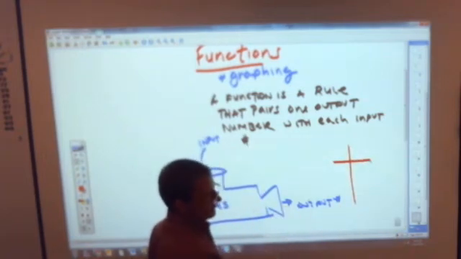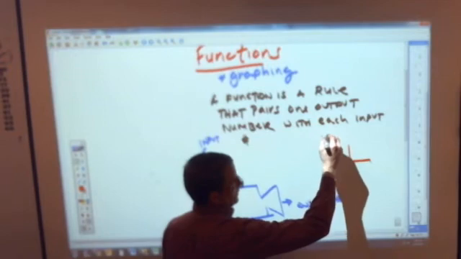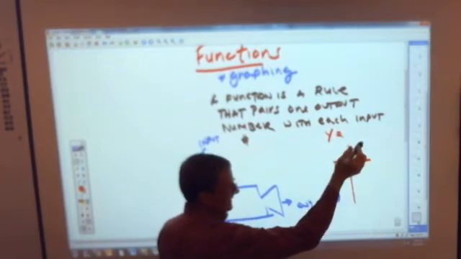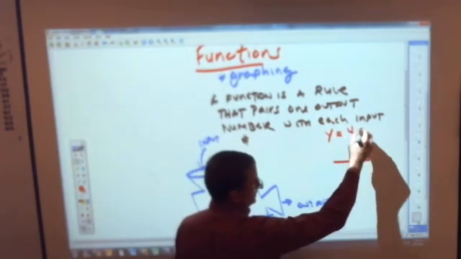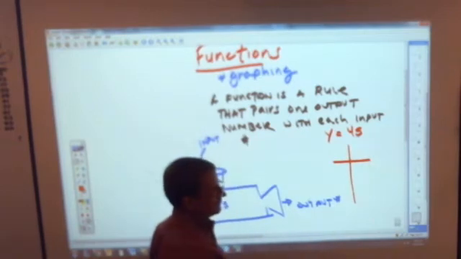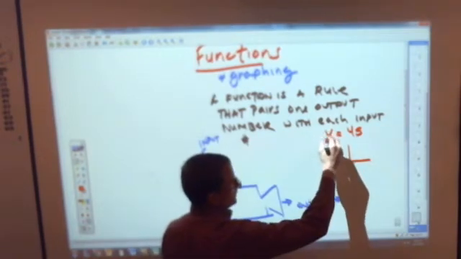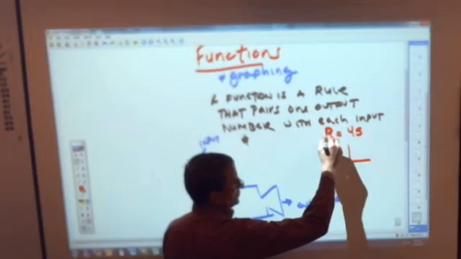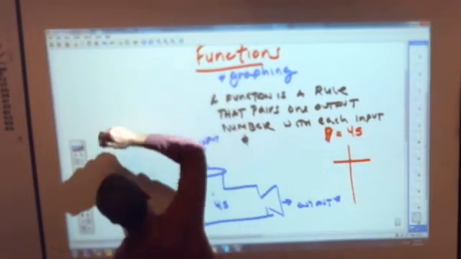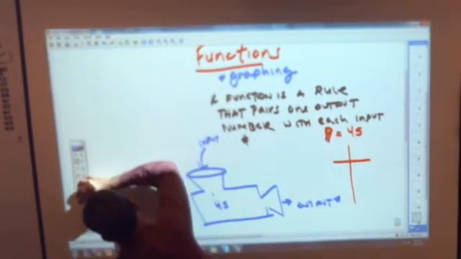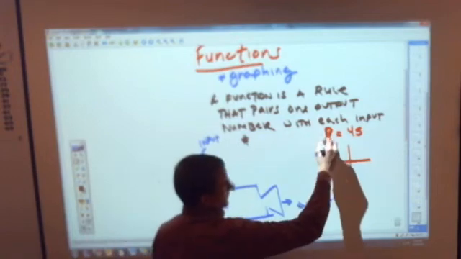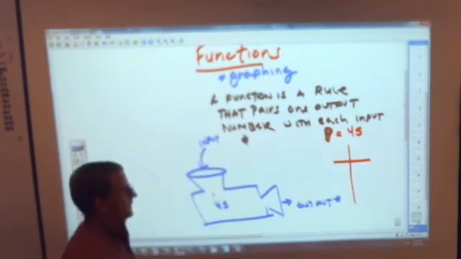Let's say we were talking about how to find the perimeter of a square. Usually we use y and x's. I'm not sure why, but that's just the way it is. If you're looking for the perimeter of a square, I guess we could use the letter P. Perimeter equals 4 times S.